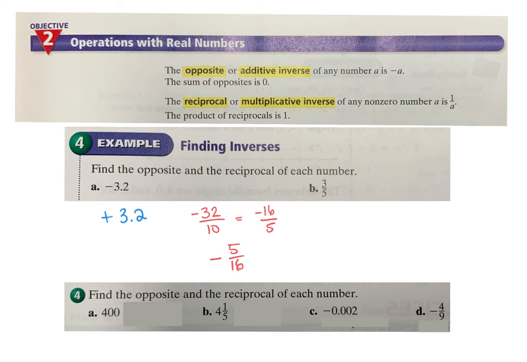By the way, when you do a reciprocal of a mixed number, change it to an improper fraction first. Don't just flip the one piece of it. That is not a reciprocal. You have to have an improper fraction before you flip it.